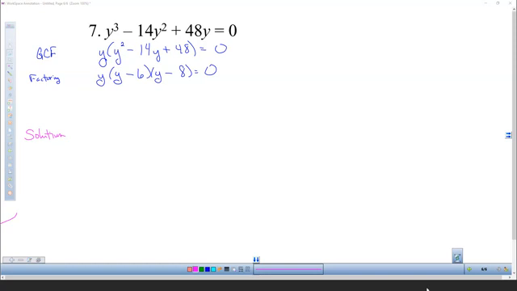Make sure you're setting each factor equal to 0. That's my hint. Make sure you set each factor equal to 0. I'm getting answers, but I'm still not getting all of the answers. I should tell you something.